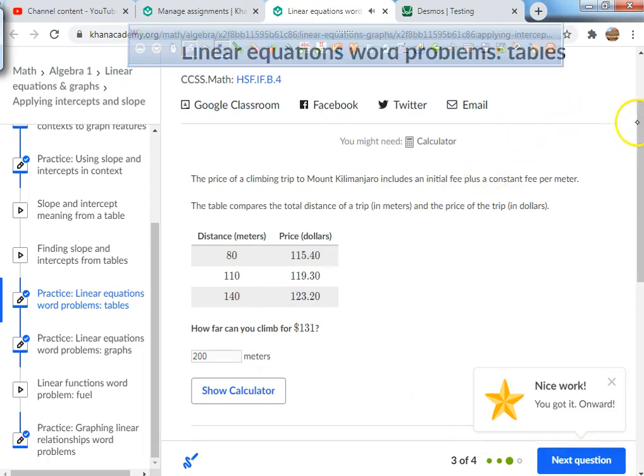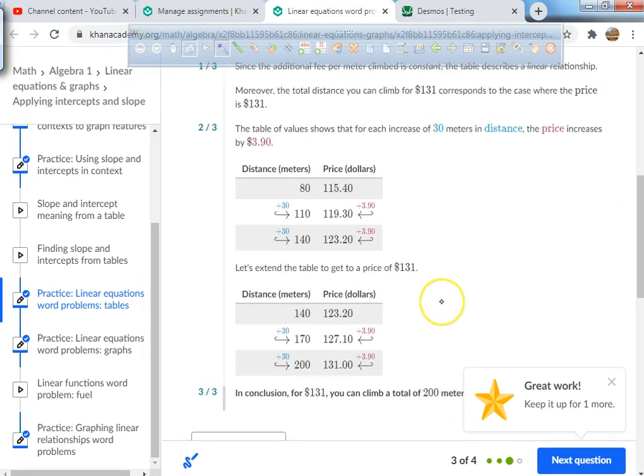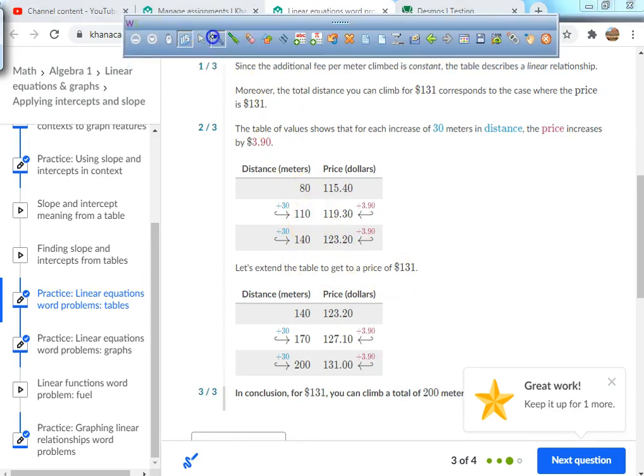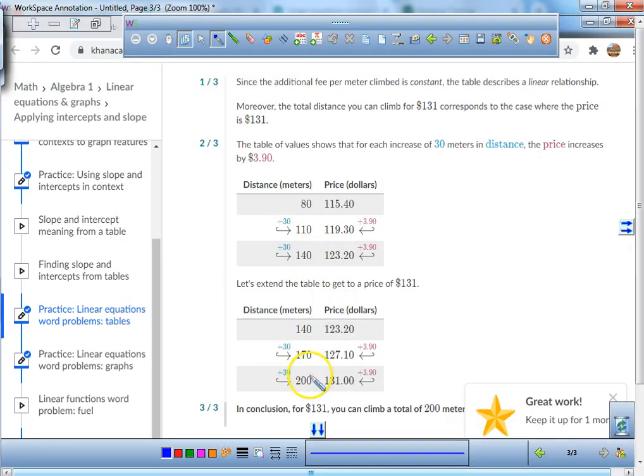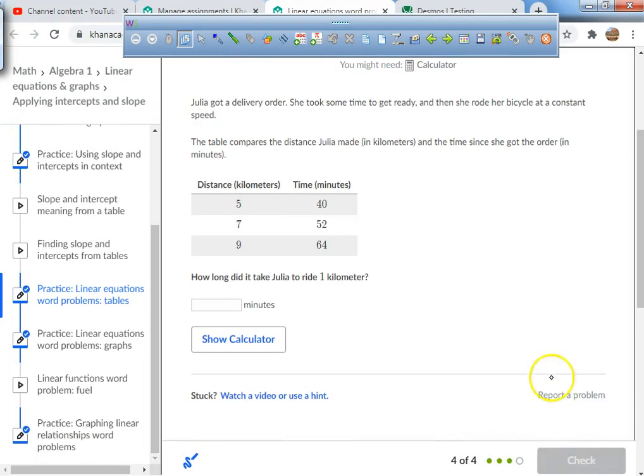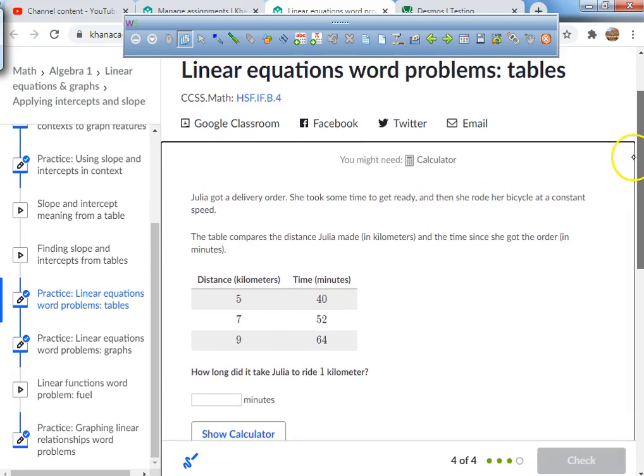All right. Let's see if there's an easier way by hand. Here it happened to go up perfectly by 30 each time. And each time it went up 30, it went up $3.90. So they just added 30 here and added $3.90 there. They just kind of continued the table. And by adding 3.90, you got 131.